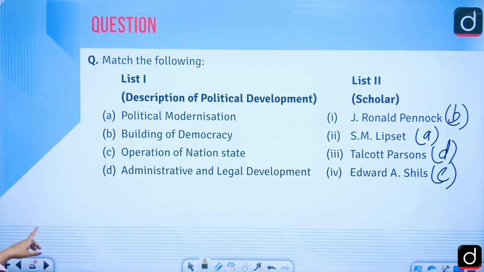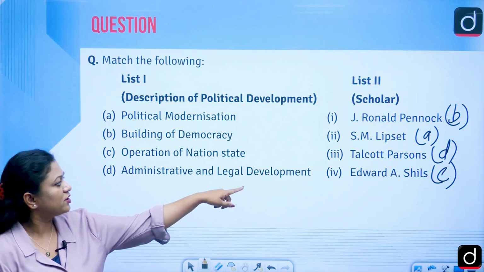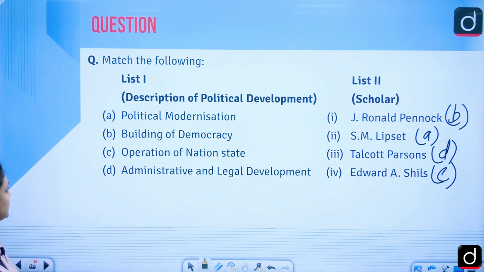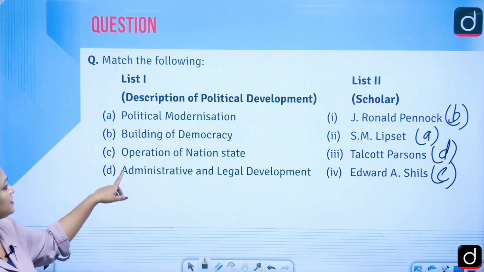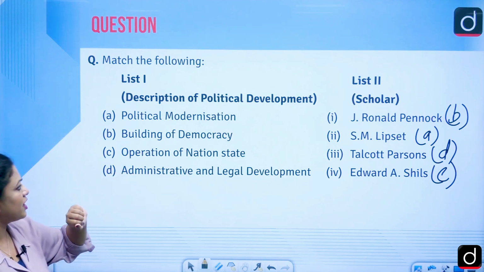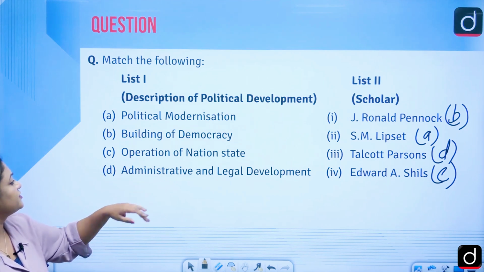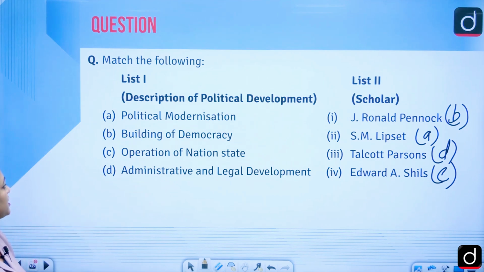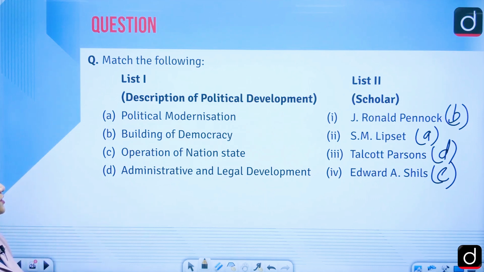So, administrative and legal development is associated with the ideas of sociologist Talcott Parsons. Political modernization with Lipset. Building of democracy is associated with the ideas of Ronald Pennock. Operation of nation state is associated with the ideas of Edward Shils. And D, administrative and legal development is associated with the ideas of Talcott Parsons.